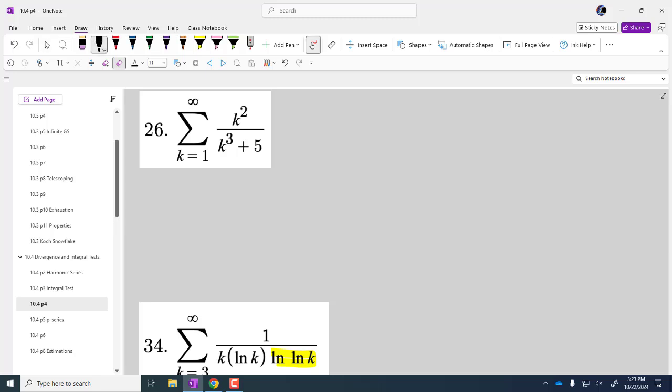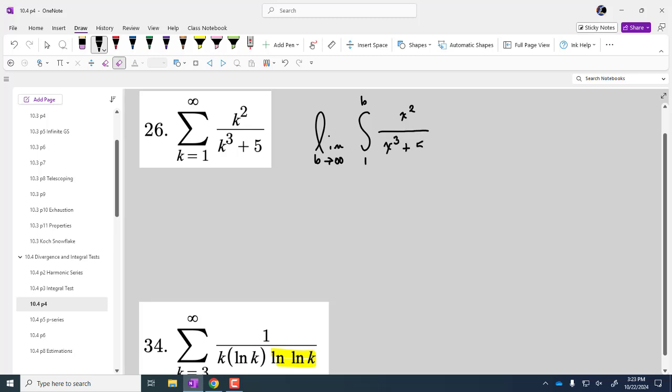So we're going to take the limit as b goes to infinity. Let's just cut to the chase here. We know we're going to go from 1 to b. We're going to change these to x's. So we've got that. So that is the corresponding improper integral.